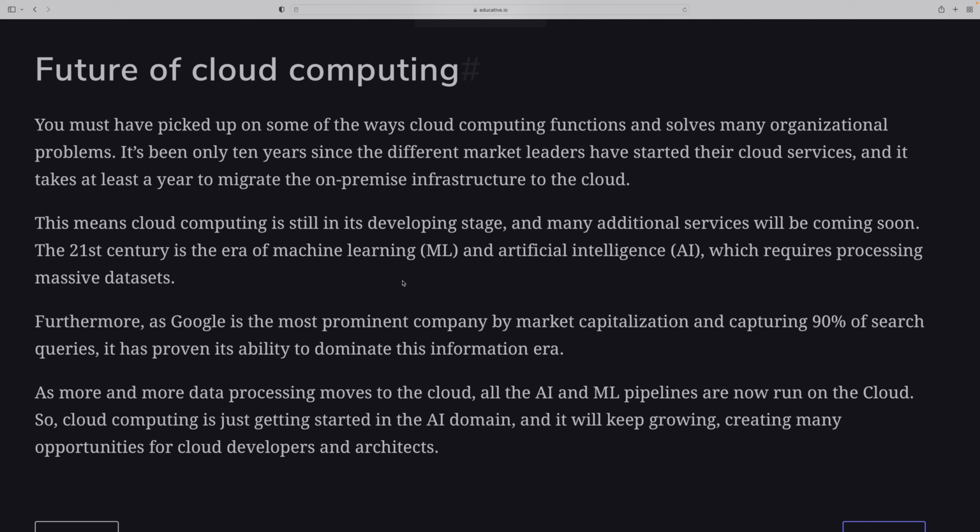In the 21st century, the era of machine learning and AI requires processing of massive data. Furthermore, GCP is the most prominent. Google handles 90% of search queries, its proven ability to dominate this information era. So that's why I chose Google, because Google is pretty mature and a lot of people are going to use it. And it has less competition compared to AWS. So try to learn about GCP. It's a very bright future for you guys.